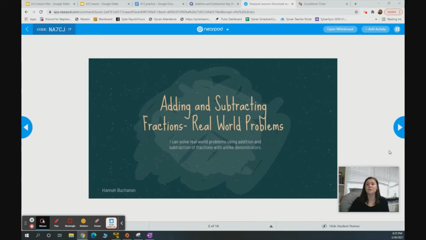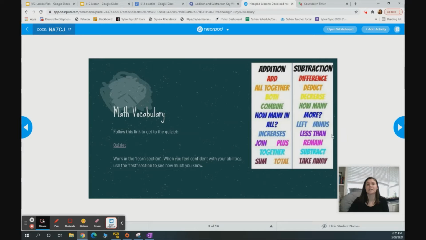All right, so we will start off with our math vocabulary. I like to use Quizlet with math vocabulary, so for this lesson, we're going to use Quizlet. This is Nearpod, and Nearpod allows you to have a link inside of it. These are the math vocabulary terms that we're going to talk about.